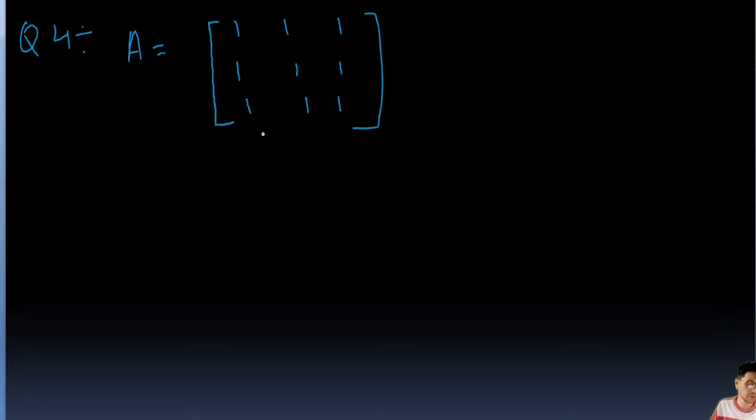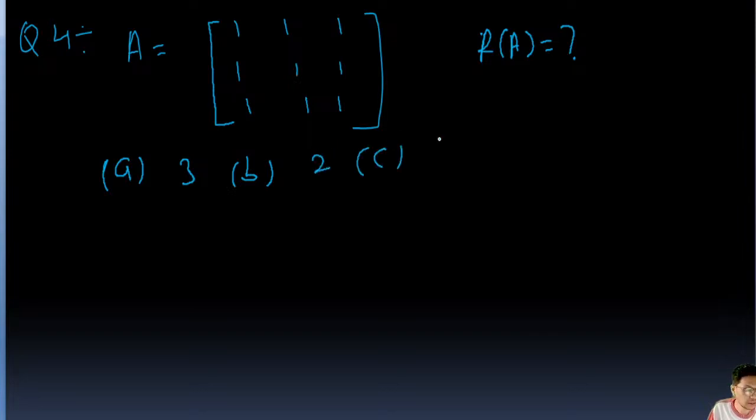A is given, 1 1 1 1. And we have to find the rank of the matrix, and options are given. Option A is 3, option B is 2, option C is 1, and option D is 0. So we have to find the rank of the matrix.